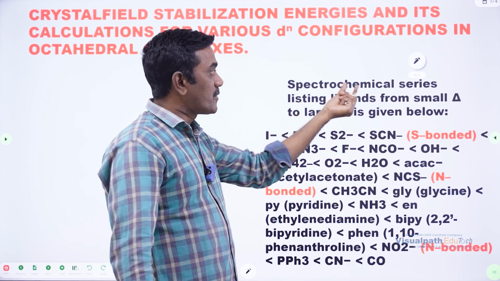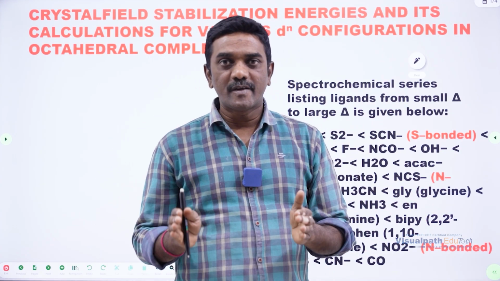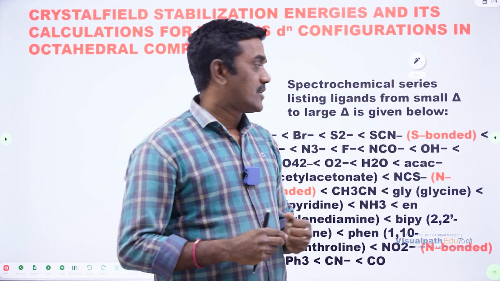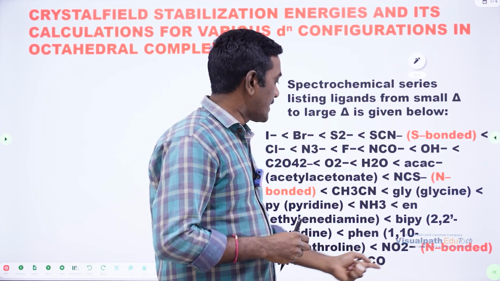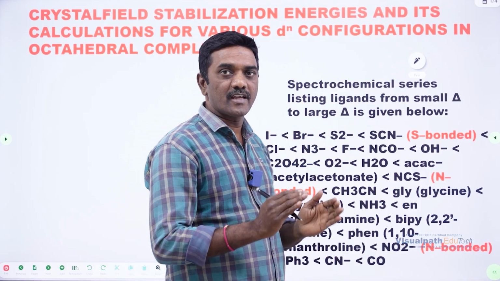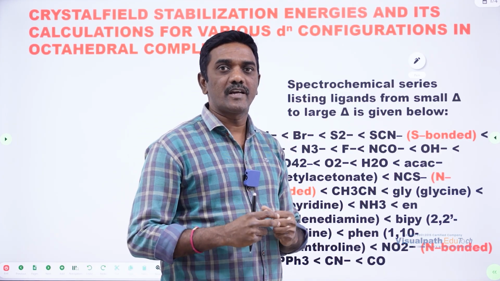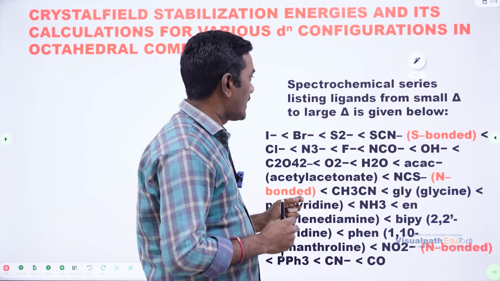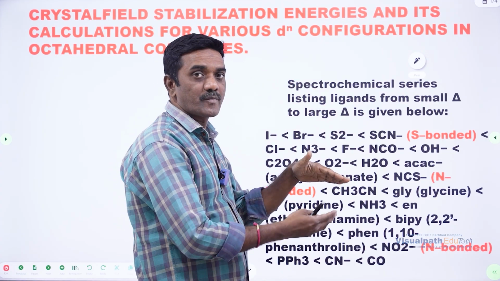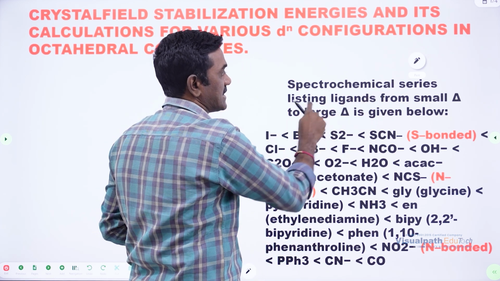So what is the spectrochemical series? It is the arrangement of ligands based on their strength. This arrangement gives us a clear picture of which ligand is strong and which ligand is weak. This is the result which came from spectroscopic studies, and so it is called the spectrochemical series.